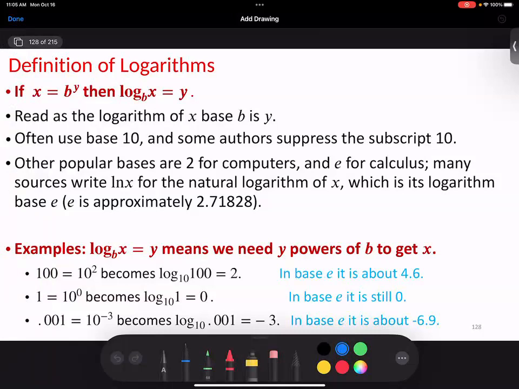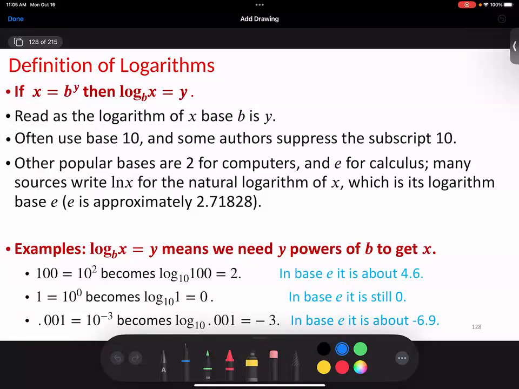So if x equals b to the y, then the log of x base b is y. That's the definition. We normally use base 10 when we're doing data in a lot of scientific studies because we have 10 fingers, but if we're doing calculus, we want to use base e because then the derivatives are nice and you don't have to remember where that fact of the log of b is in the derivatives. Computers also like to use base 2. It's very convenient for what they're doing.